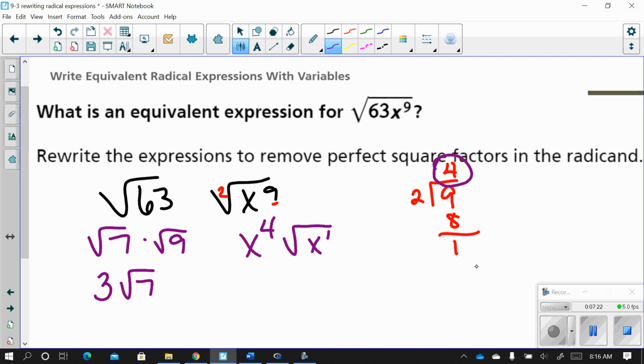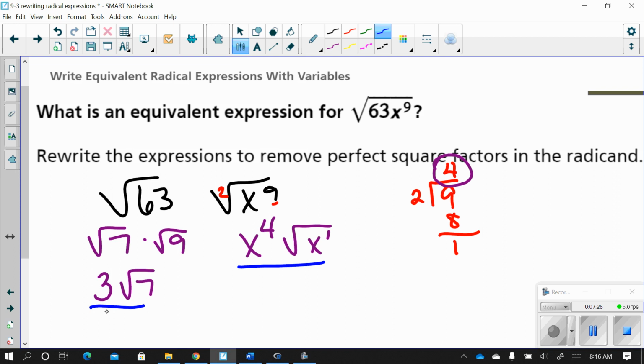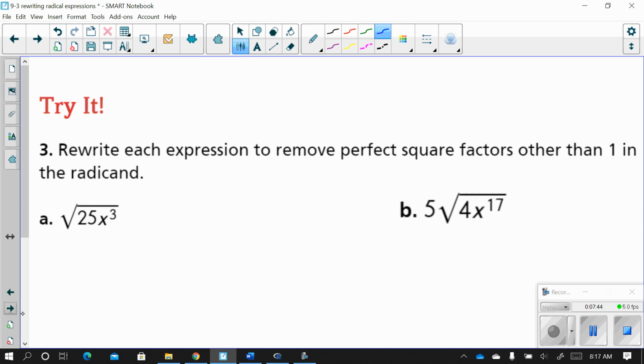Okay, so now we're going to put these two things together. Okay, so my coefficient outside gives me 3x to the 4th, and then I just multiply the two things underneath. Okay, 7x. That's how you do it with letters involved. Okay, your turn to try. Pause the video, try letter A, please.